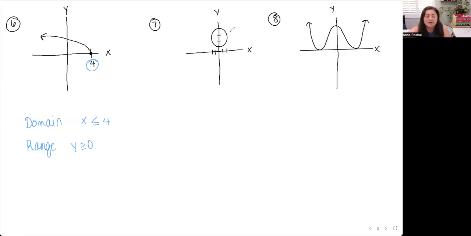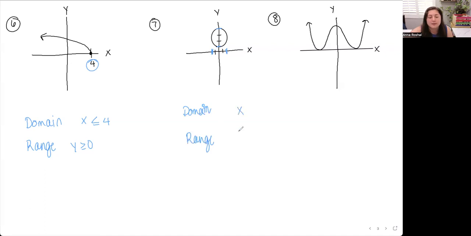Now, in this particular case, on the graph, it actually shows a circle, but clearly I am not capable of drawing a circle with my specific parameters. I know that I have a y value here and here, and I have an x value here and here. So what I'm doing is I'm marking off my domain and range pieces of information.